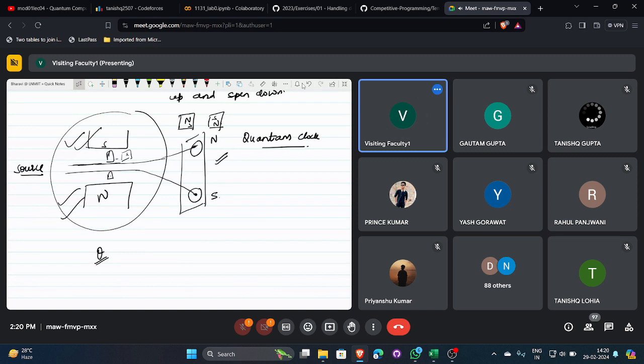So simply, if the hand is pointing to 4, it will tell us that it is pointing to... 4 is related to 10? 4 is a 10? No, 4 is to 8 only. 8, yes. So simply, the concept, I suppose you might have understood.